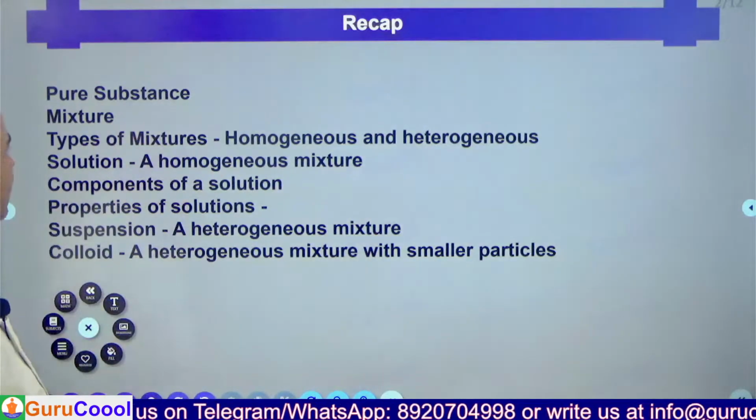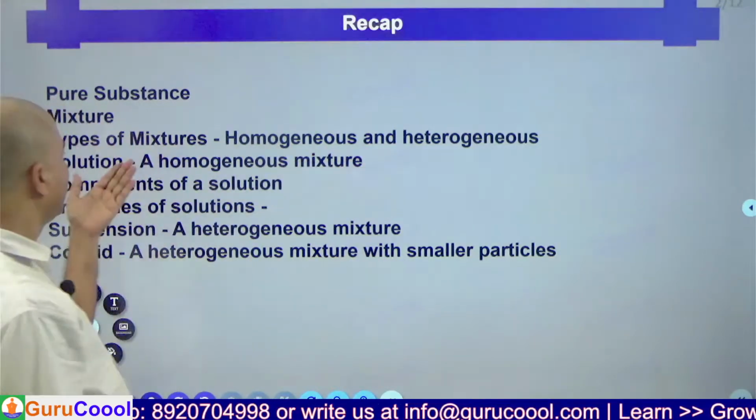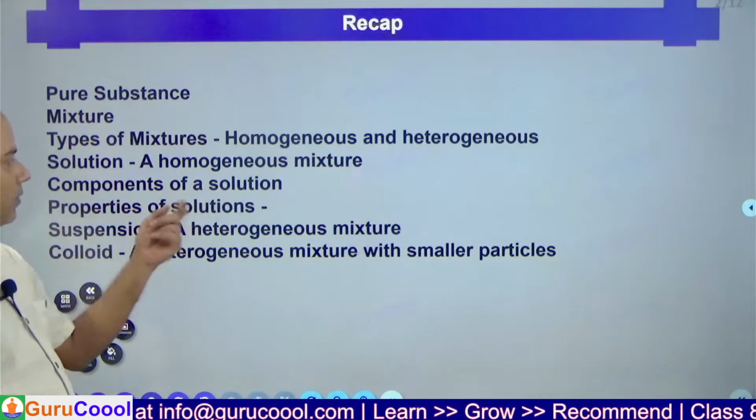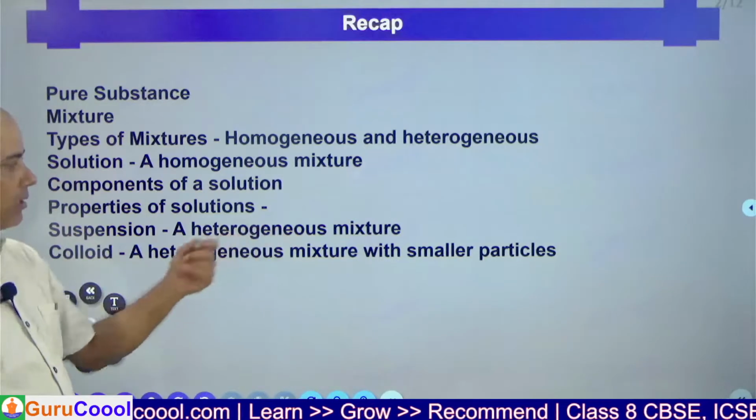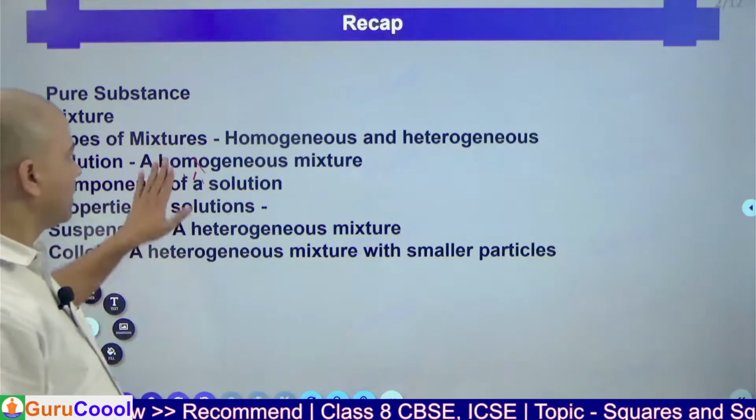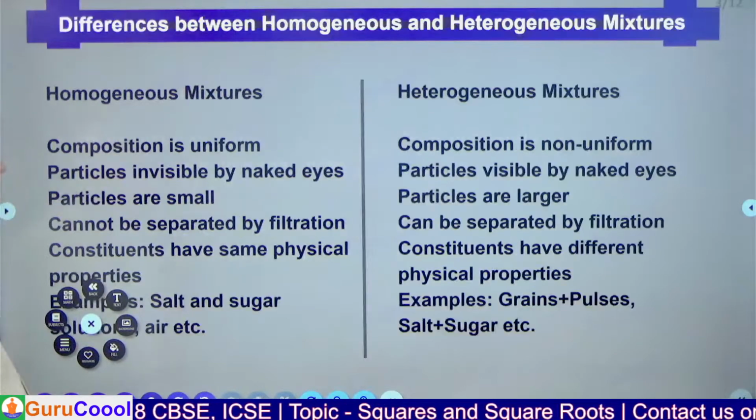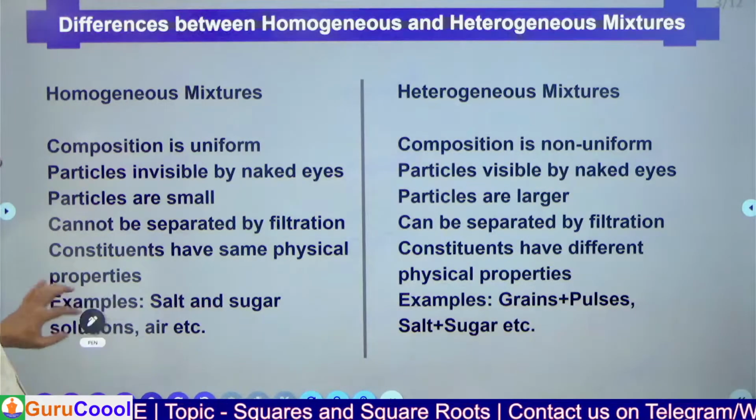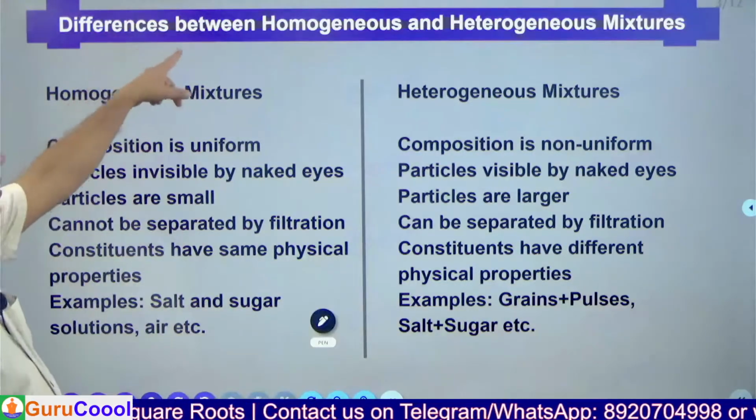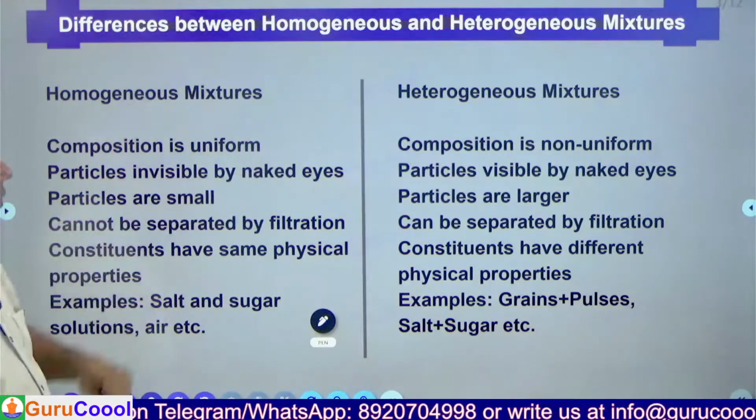We have already done these things: pure substance, mixture, types of mixture, homogeneous and heterogeneous, solution, a homogeneous mixture, components of a solution, properties of solutions, suspension, a heterogeneous mixture, colloid, a heterogeneous mixture with smaller particles. Right? Now let us move forward to the differences between homogeneous and heterogeneous mixture. What are the differences?